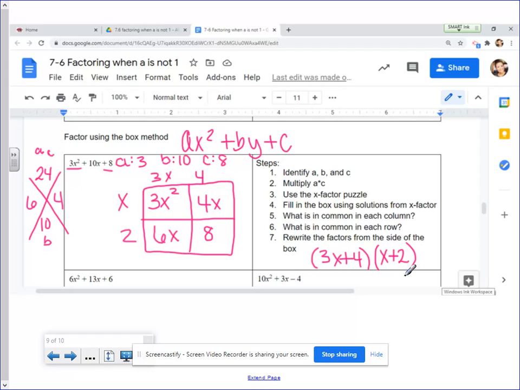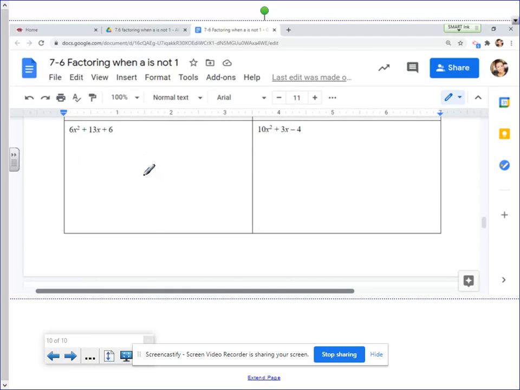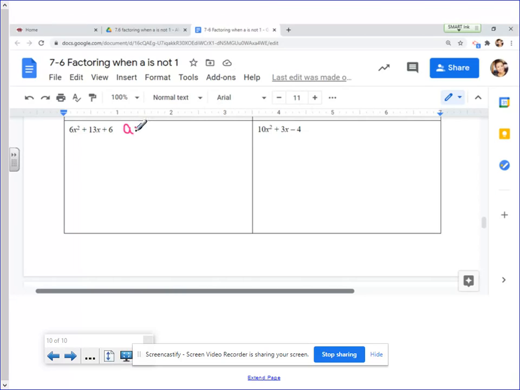That's another way to do it, this little box method. So whichever way you're more comfortable with is the way you should do it. We're going to try another one like this so you can catch on to it. So we're going to do the one down below. We do need to start by figuring out what A is, what B is, and what C is. A is 6. B is 13. C is also 6.